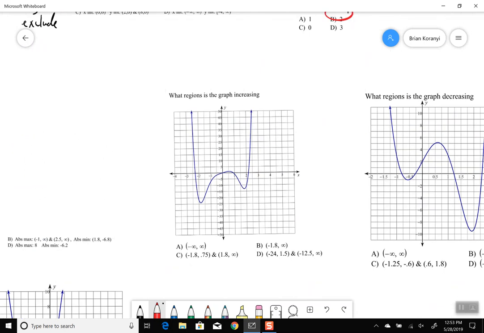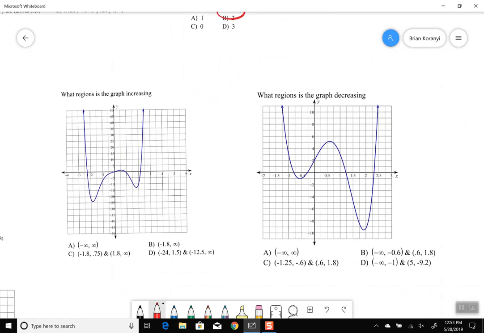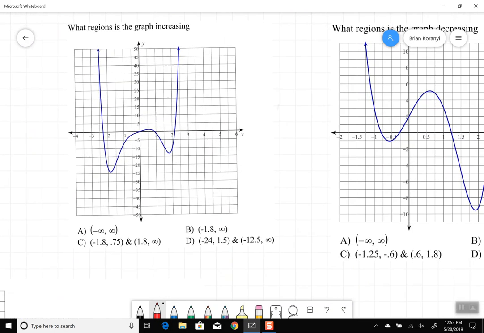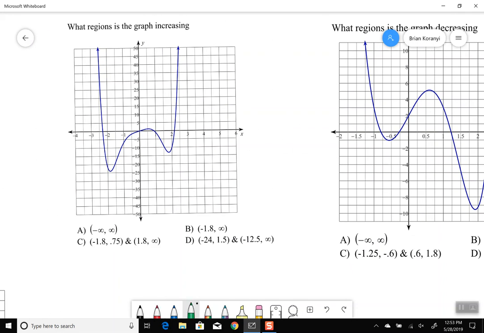Let's go on to this one. What regions is the graph increasing? So that's where your graph is going uphill as you read from left to right. So as I go from left to right, this is going downhill. And then right starting here, it starts going uphill, so that's increasing. And then it stops right there, starts going downhill. And then again, it starts going uphill.